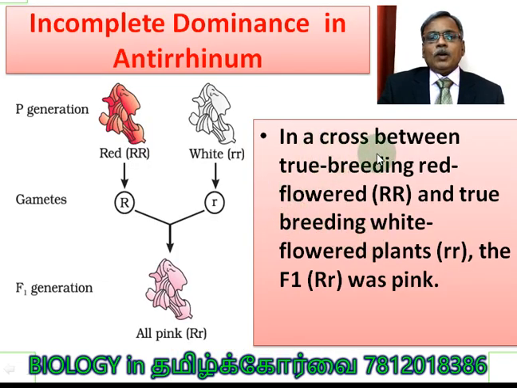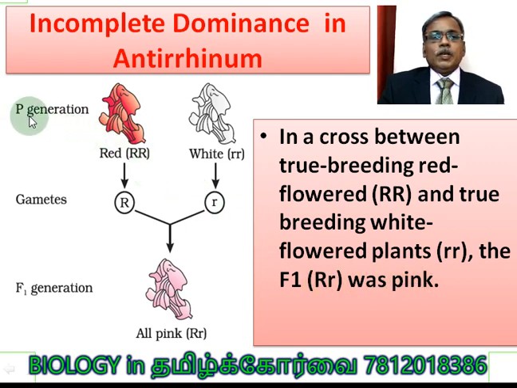Here, in a cross between true breeding red flowered, you see the genotype given as capital R and for white small r, as against the state board book where it is capital R1 capital R1 and capital R2 capital R2. So in the NEET question you may not get the same type of genotype, capital R1 capital R2. Instead, even in incomplete dominance they would give capital R for red and small r for white. So in the F1 generation, capital R small r becomes pink.